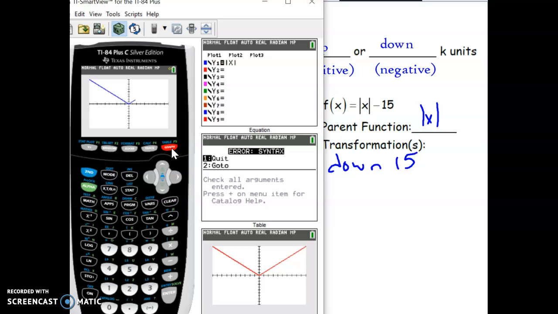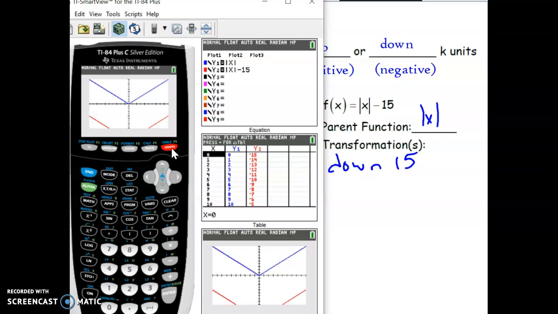So here's the absolute value of x. It makes a v. And the absolute value of x minus 15 is so low it moved off the screen. Well, if I want to see that point down there, I want to see the vertex, what I'm going to do is I'm going to change my window. I need to make that y value a lot smaller. So I'm going to go to y min, and I'm going to make it, instead of negative 10, negative 20.